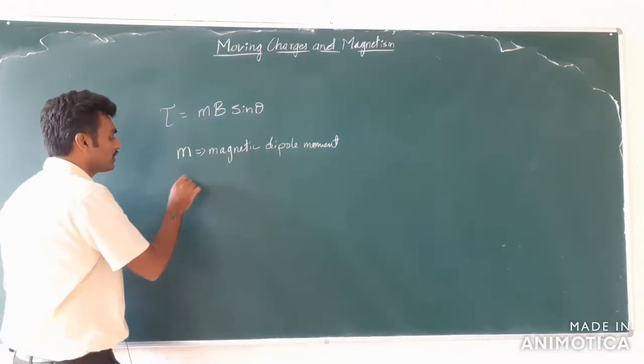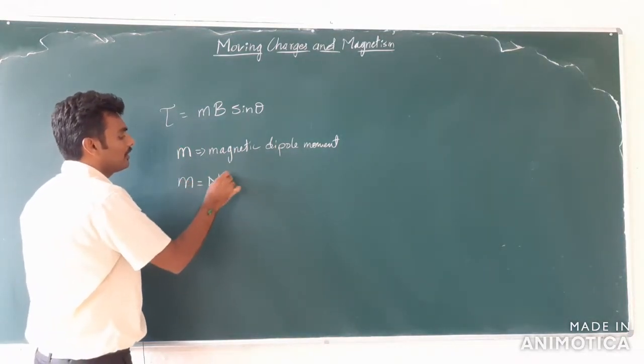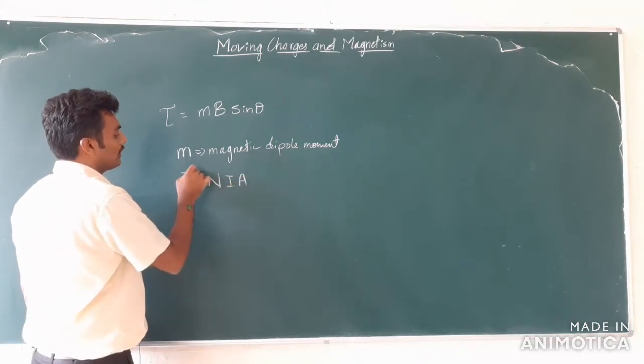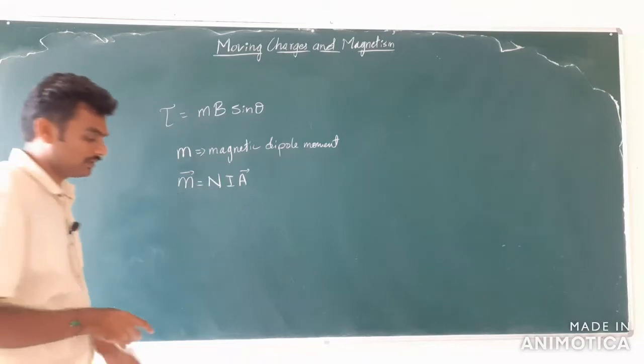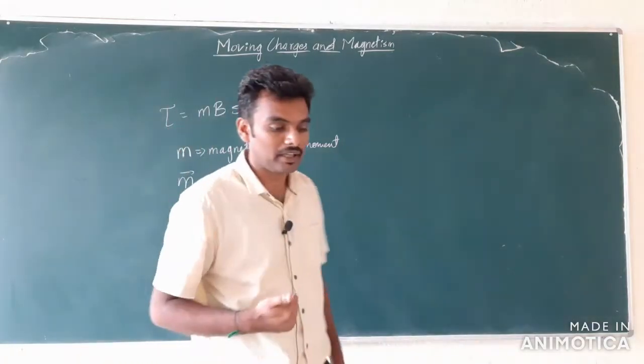The mathematical expression for that is quite simple. It's NIA, and this m will have the same direction as A, which can be taken using the right hand thumb rule.